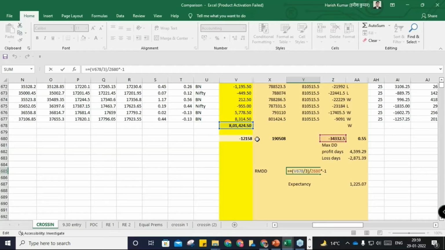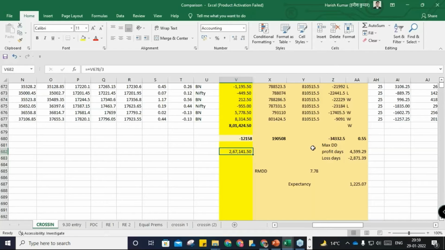So to earn a sum of rupees, just wait, this is for 3 years. To earn 2,67,000, I am ready to take a risk of 34,000. That is, I am ready to surrender a part of capital, 34,000, to take the gain of 2,60,000 per annum, right? So this is the return to MBD. Expectancy we have explained.